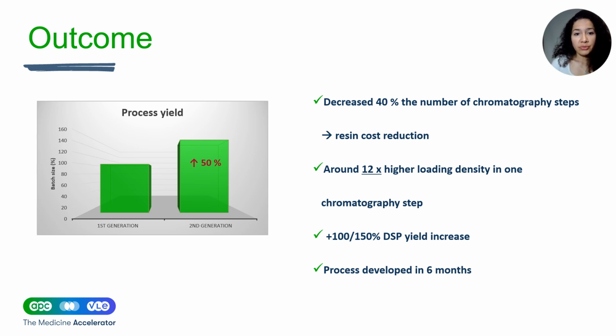Using this chromatography development strategy, we were able to reduce in 40% the number of chromatography steps, saving process time and costs on resins and increasing the yield. We also identified binding conditions that allowed around 12 times higher load density in one of the chromatography steps. Compared to the first generation process, the new process increased the yield significantly. And very important, the process was developed in only 6 months.